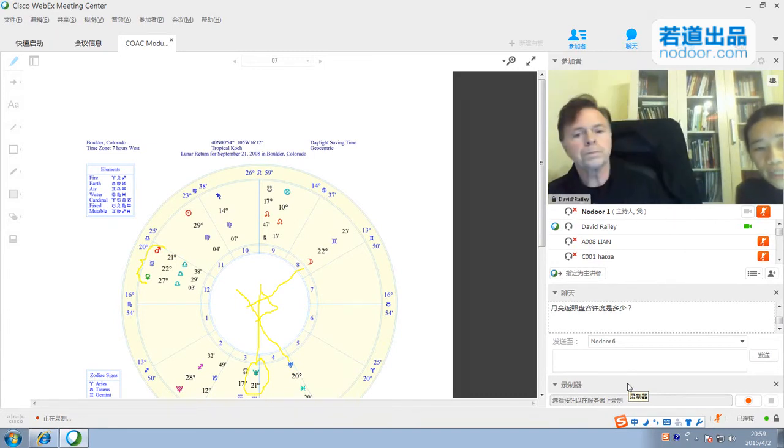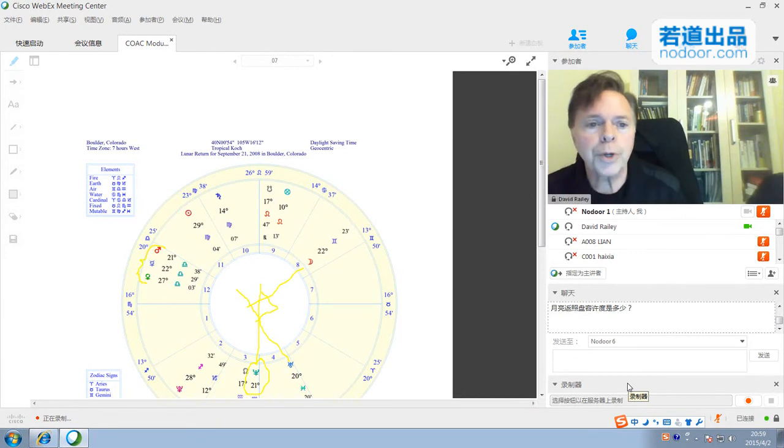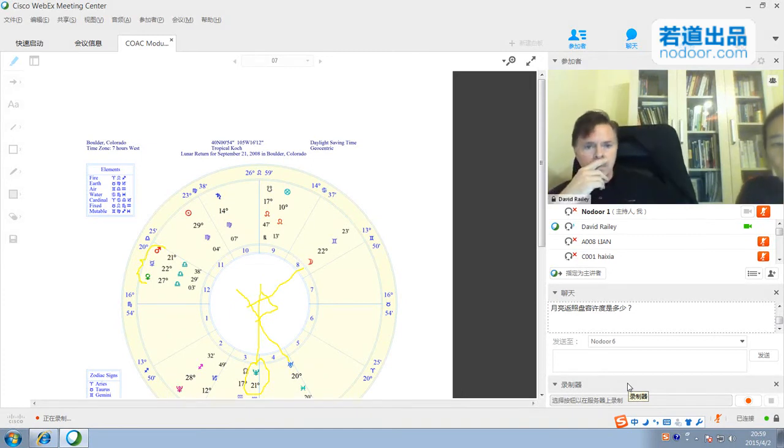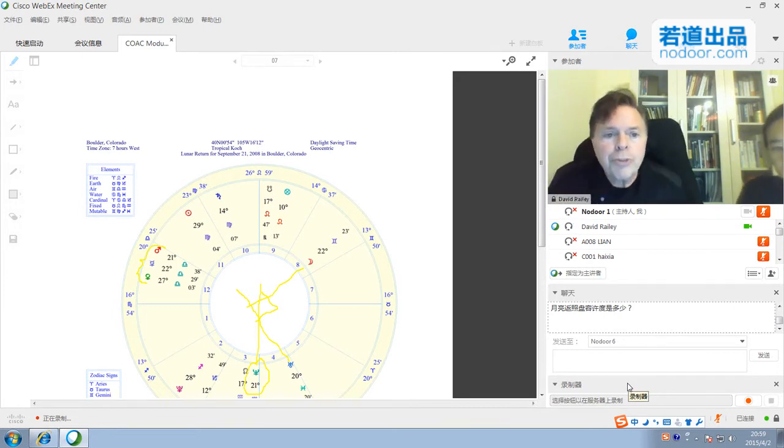We know that Mercury is associated with contracts and negotiations, signing papers. We see that Mars, which is action, is conjunct Mercury. And of course, trine the moon.